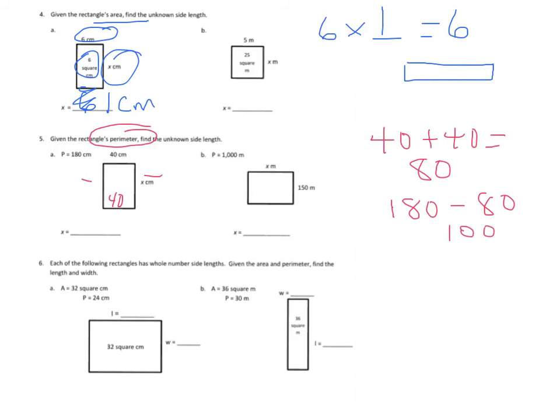Which means when I add up this side right here and this side right here, it equals 100. And I know both sides have to be equal. So I'm asking myself, what plus what, that's the same, equals 100. Well, we already know that. It's 50 plus 50. So my answer is going to be 50. Now you're going to do part B by yourself. Press play when you're ready to move on.